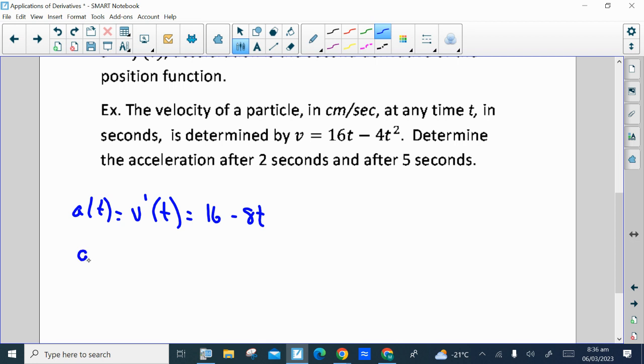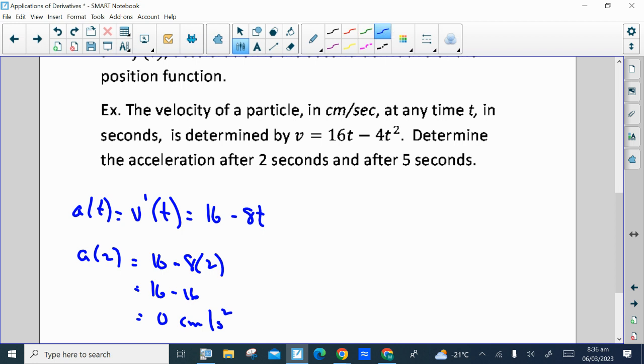And so then acceleration after 2 seconds would be 16 take away 8 times 2. 16 take away 16 is 0. And that would be in centimeters per second squared. So that means that it's going at a constant speed then, right? If acceleration is 0, it's not slowing down, it's not speeding up, it's going at a constant speed.